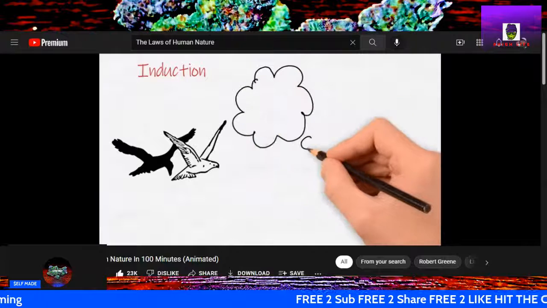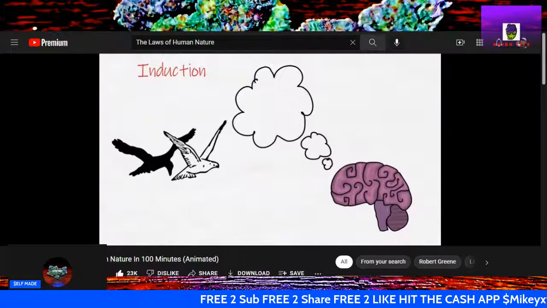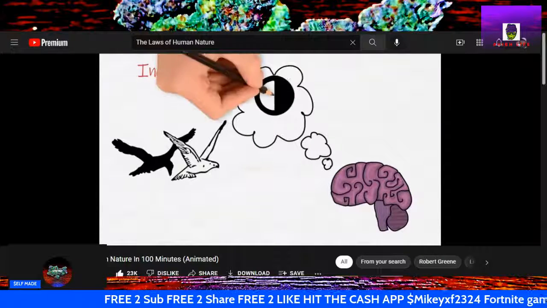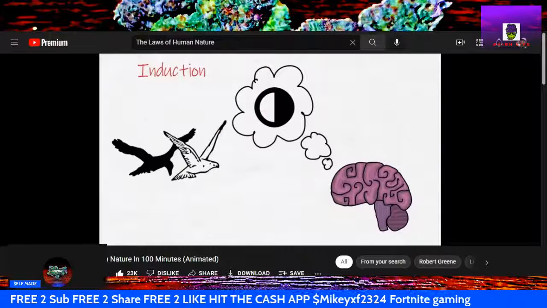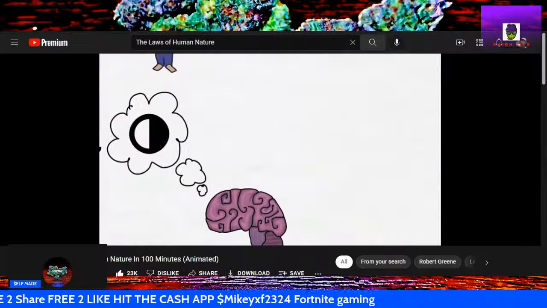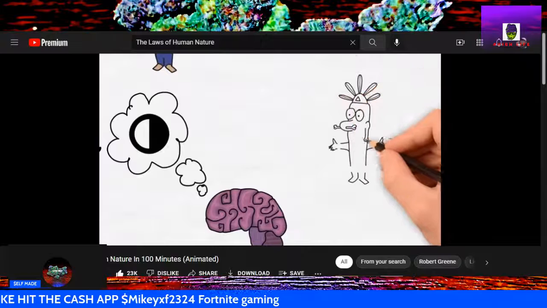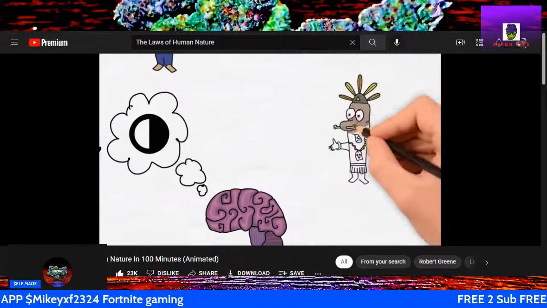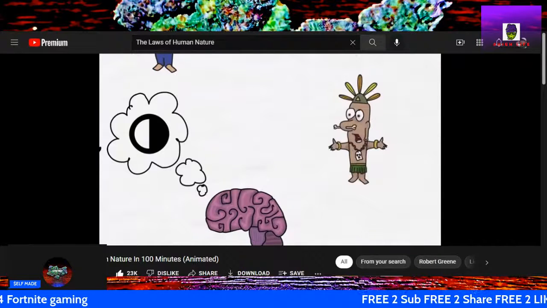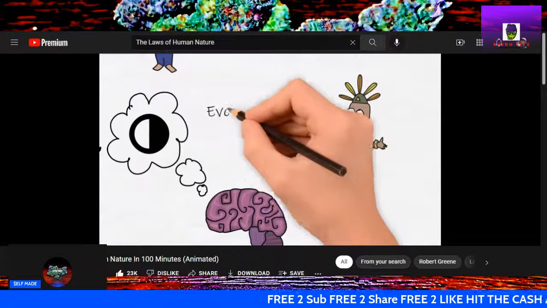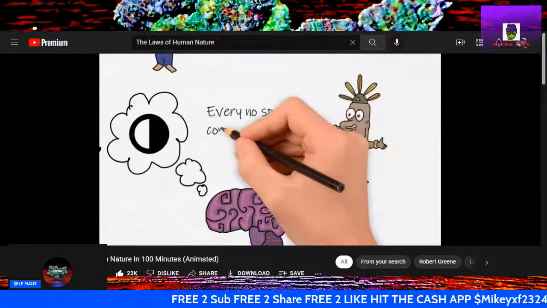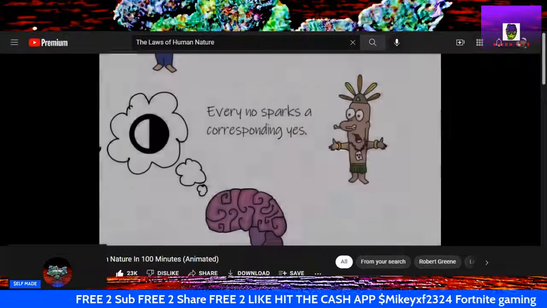What this means is that whenever we see or imagine something, our minds cannot help but see or imagine the opposite. If we are forbidden by our culture to think a particular thought or entertain a particular desire, that taboo instantly brings to the mind the very thing that we are forbidden. Every no sparks a corresponding yes.